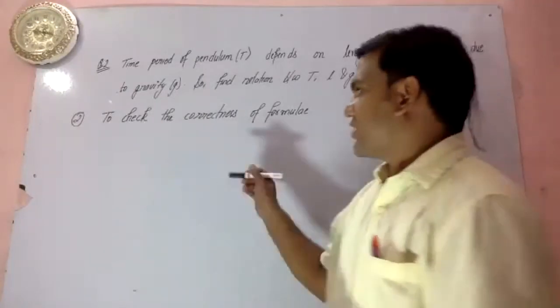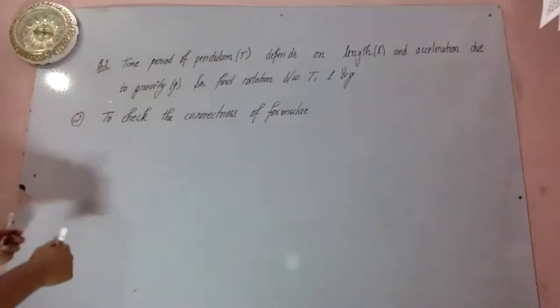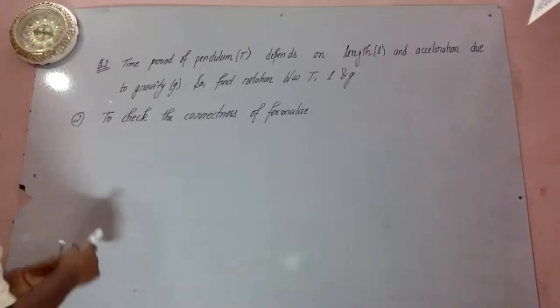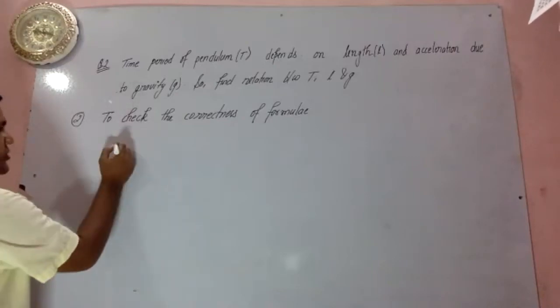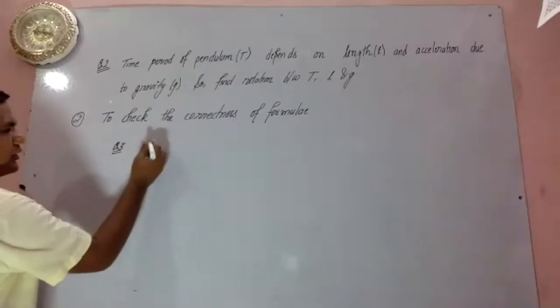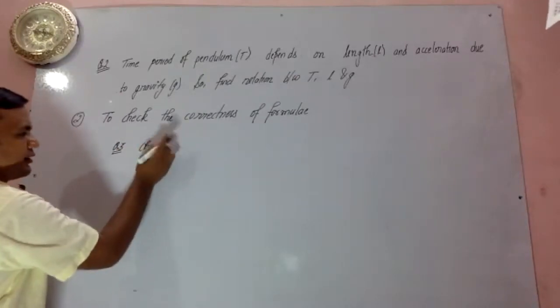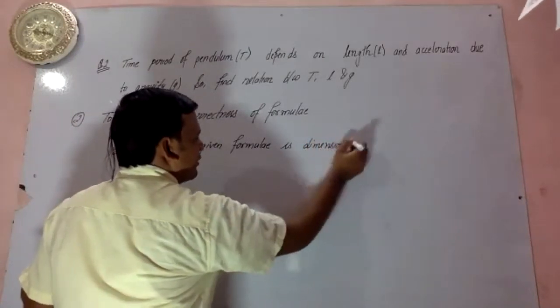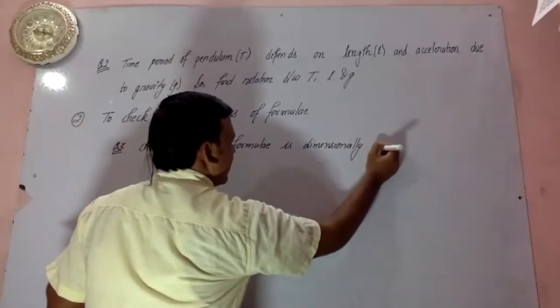Just try to understand it with the help of a question. Let's say there is a question, question number 3. Check whether the given formula is dimensionally correct or not.